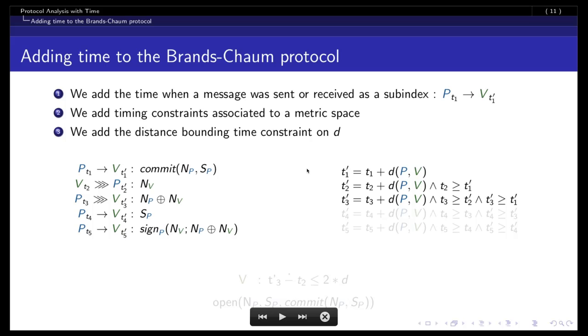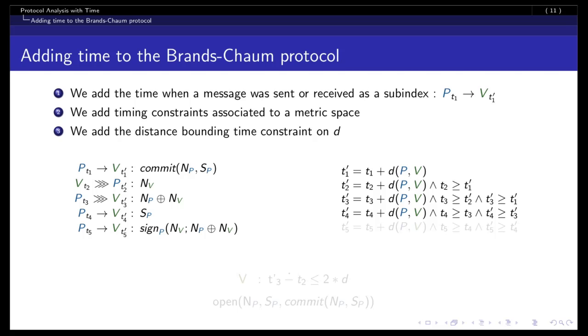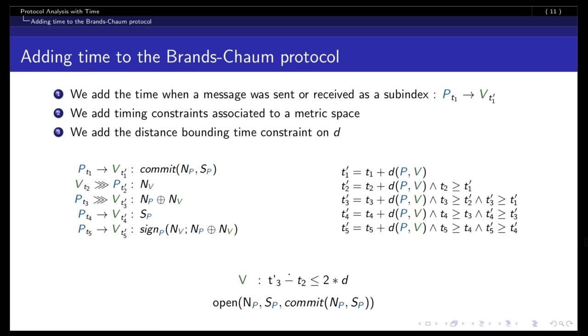For the third message, we control these things and another constraint. This is for the received part. Here, the verifier's T3 prime must be before the first message the verifier received, T1 prime. The next two messages are the same, but with different times.